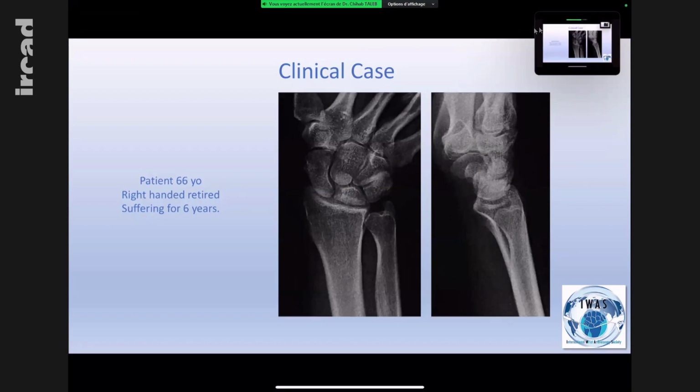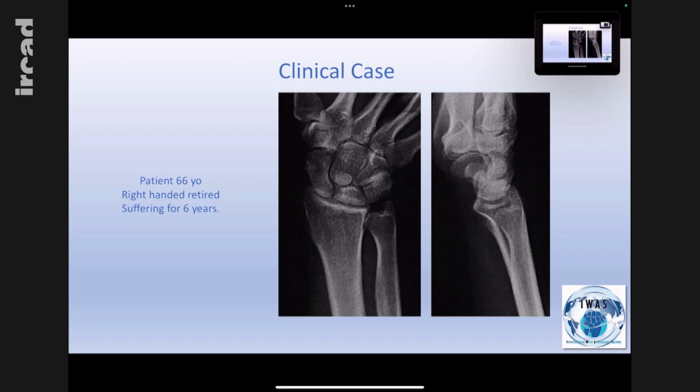Okay, fine. So this is a case I had to manage 1 year ago. It's a 60-year-old man. He's right-handed, retired. He was an engineer. He wasn't a heavy worker. And he was suffering from his wrist for more than 6 years, more or less. So I had this X-ray. So the first question I would ask the young panel would be, what kind of treatment or other imaging would you advise in order to get further in the case? This is the first question I would ask regarding this X-ray.